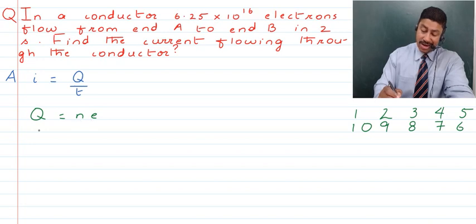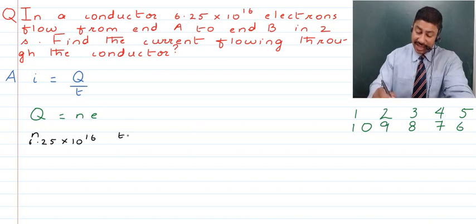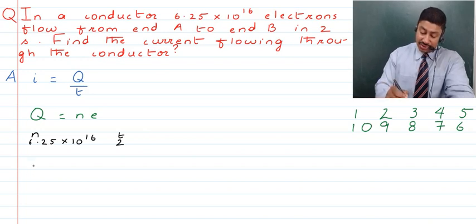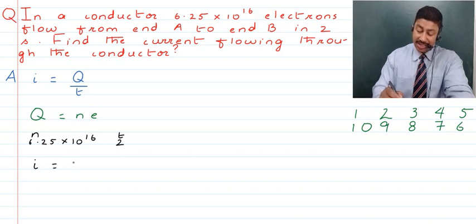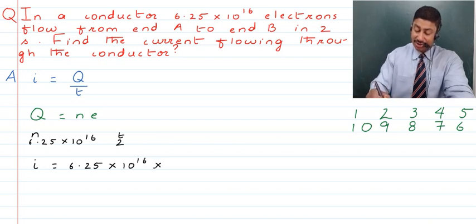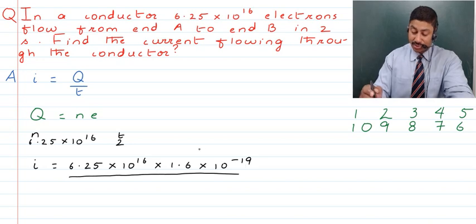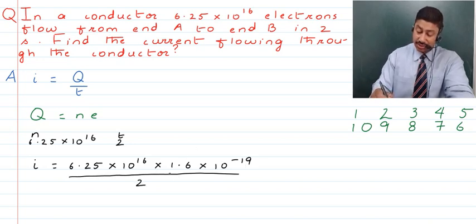Now children, here what has been given to you is the number of electrons, that is N has been given to you to be 6.25 into 10 raised to the power 16. Further, you've been given the time to be 2 seconds, right? And then we've got to find out the current. So as you know that the current is equal to charge upon time, so here for charge we'll be talking about N into E. N is 6.25 into 10 raised to the power 16, and this is going to be multiplied with the charge of an electron, that is 1.6 into 10 raised to the power minus 19, and in the denominator you will have the time, which is 2 seconds given to you.